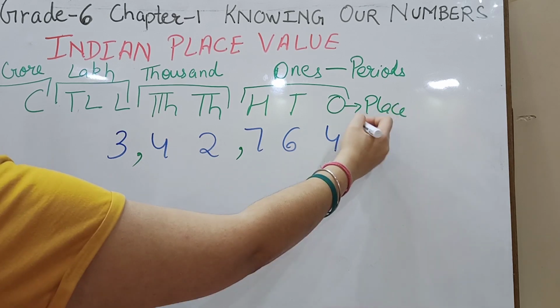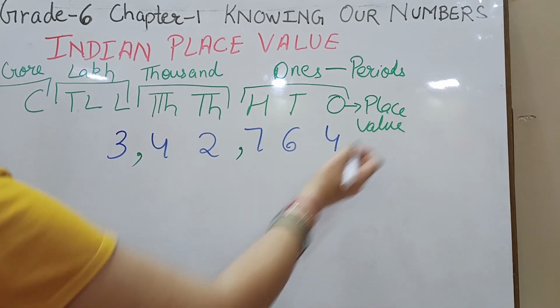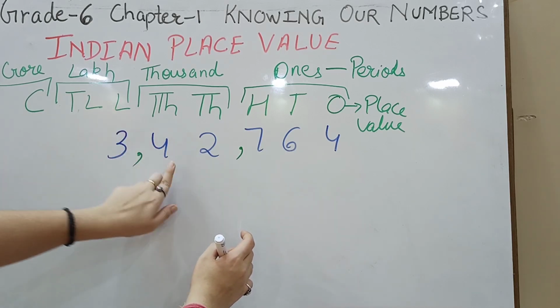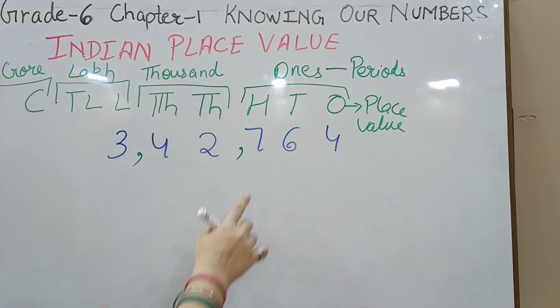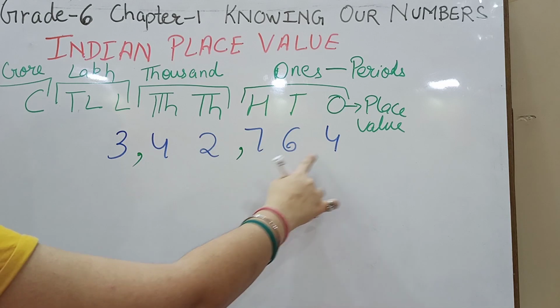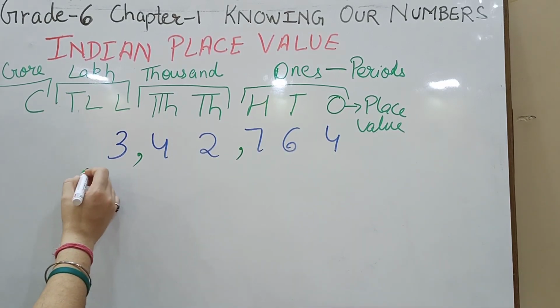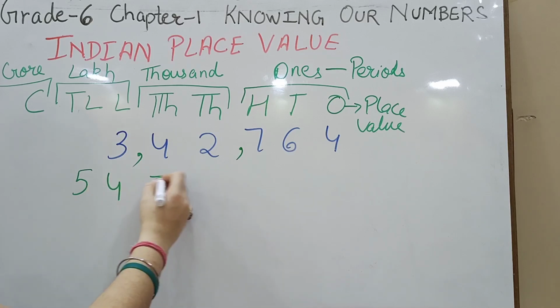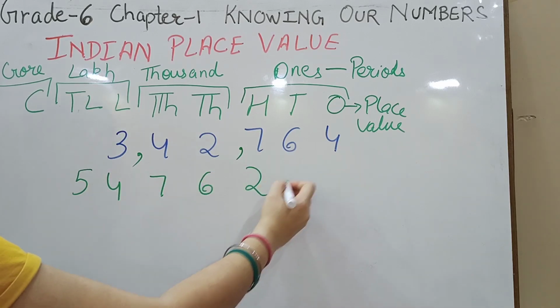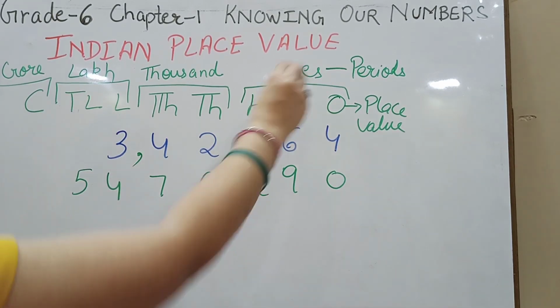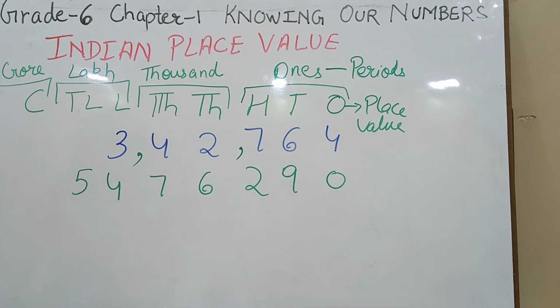And once we speak those place values, how do we speak? We basically speak it like 3,42,764. If I tell you, okay, speak this number, 5476290. Before reading any number, I always tell you to put your place values over it. After that, you need to insert commas.